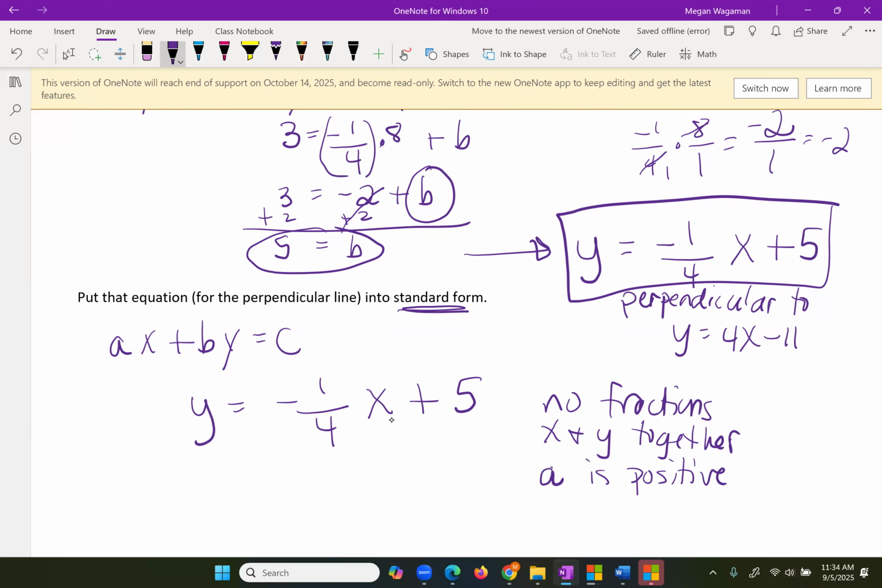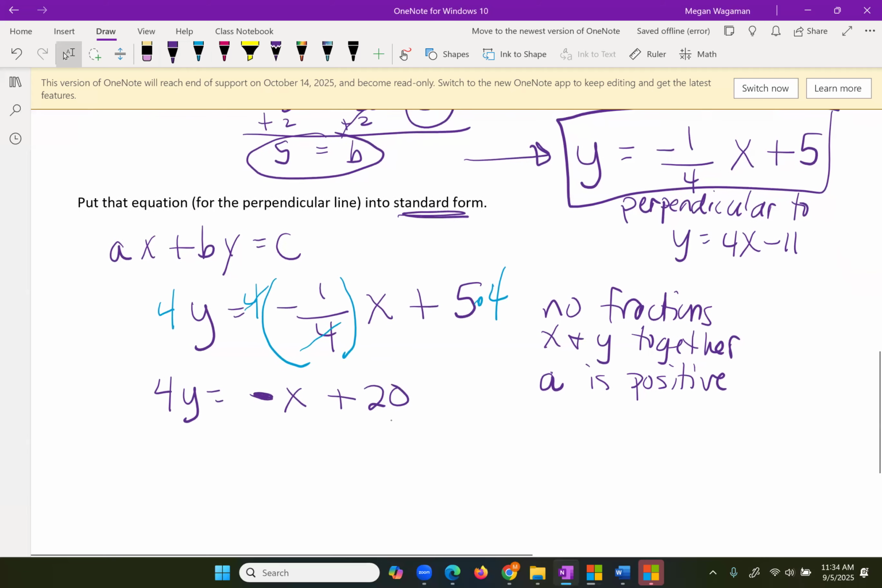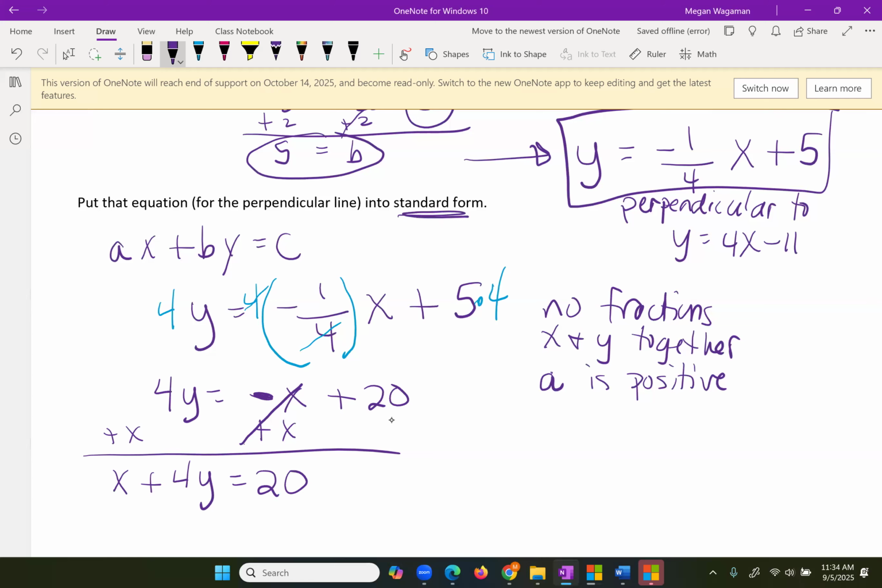So here we go. Let's get rid of the fractions first. So I have a negative 1/4. If I multiply everything by 4, that's going to take care of that. But I do have to remember to do every term just to keep everything in balance. So this cancels. After I multiply by 4, I'm going to have 4y equals negative x plus 20. I want to get that x to the other side, so I'm going to add x. So that cancels out, and I have x plus 4y equals 20, and that does it.